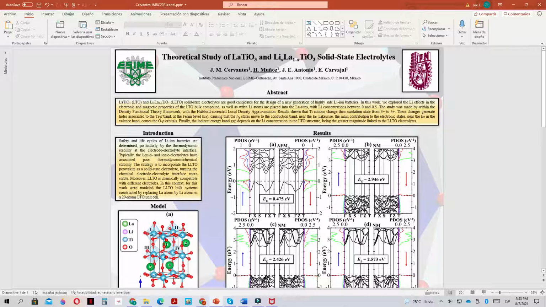Results showed that titanium cations change their oxidation state from 3+ to 4+. These changes generally hold associated to the titanium d bands at the Fermi level, causing the t2g states to move to the conduction band near the Fermi level. Likewise, the main contribution to electronic states near the Fermi level in the valence bands comes from the oxygen p orbitals. Finally, the indirect energy band gap's magnitude depends on the lithium concentration in the LTO structure, with the greater magnitude linked to the lithium lanthanum titanate (LLTO) electrolytes.